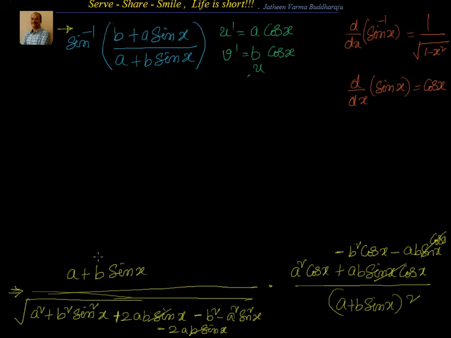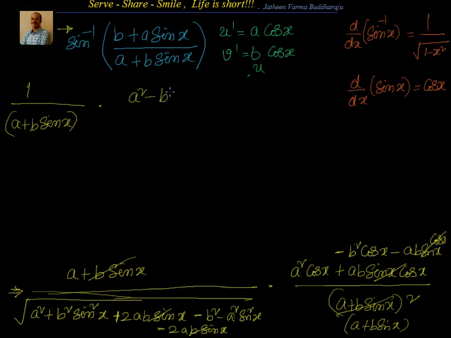The next step will be: a plus b sin x will cancel a plus b sin x. So I can write it as 1 by a plus b sin x, so that I can simplify that there. Then let's go to the numerator part. What do I have in the numerator? I have a square cos x minus b square cos x. So can I say a square minus b square into cos x? That has been taken care of.